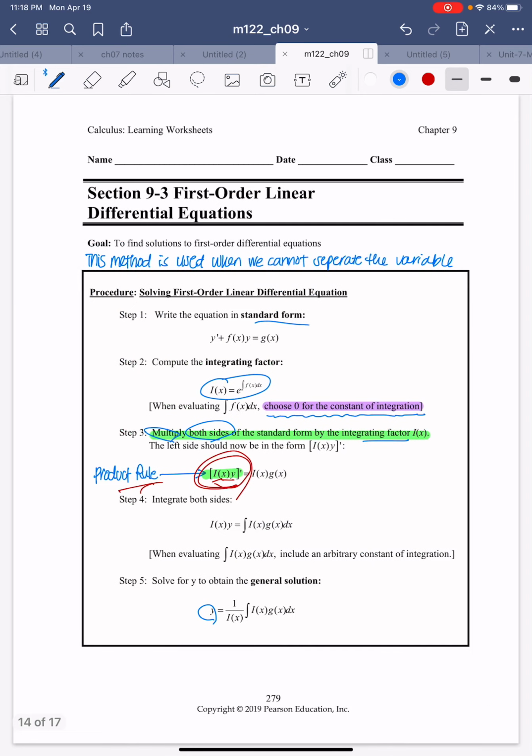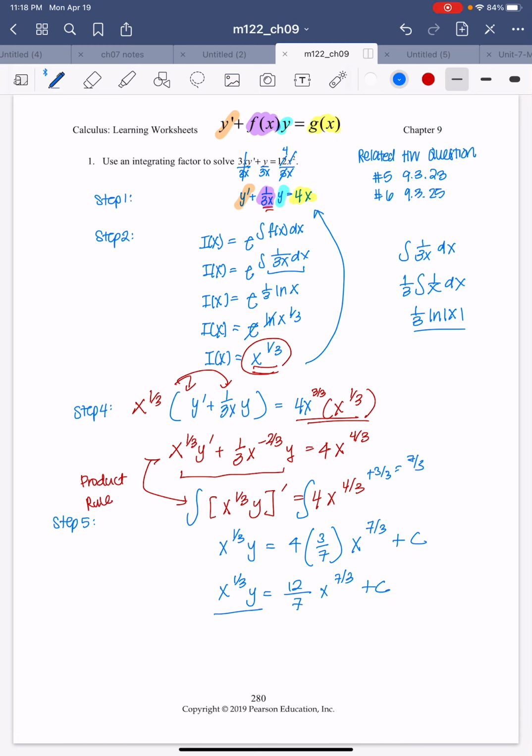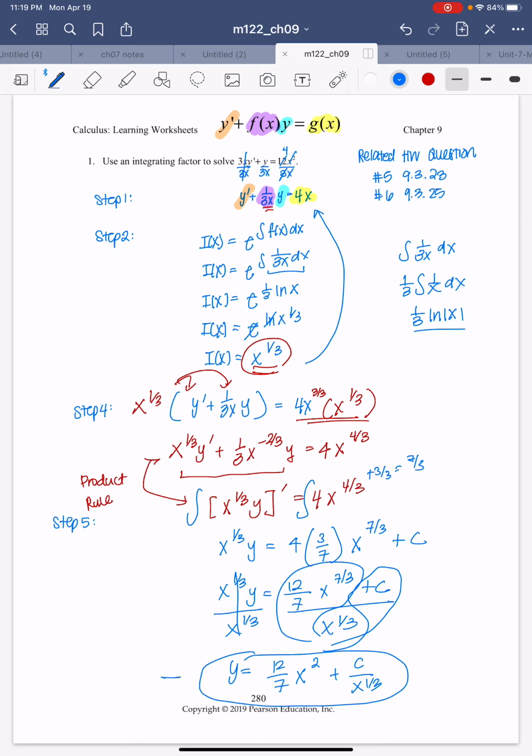In order to have y by itself, I'm going to divide by x to the 1/3. So y is equal to, for the first term, 12/7 and subtract the exponent: x raised to 6/3, because 7/3 minus 1/3 is 6/3, so x raised to the second power. And then the same thing, plus c divided by x to the 1/3. So that will be my final answer. We solve for y.